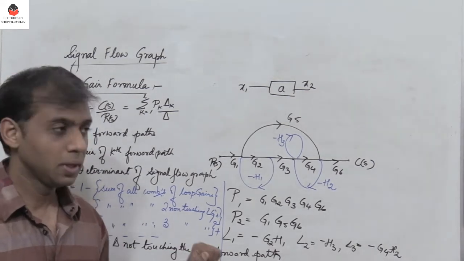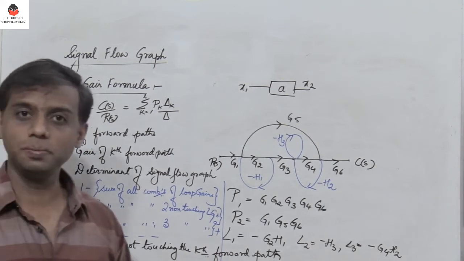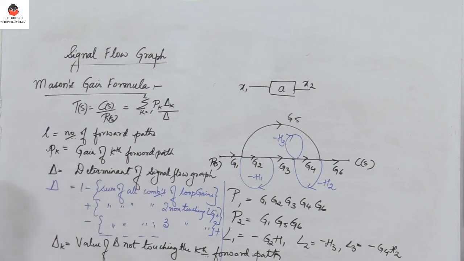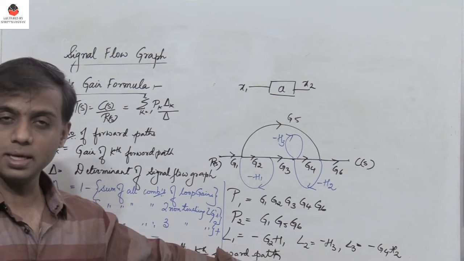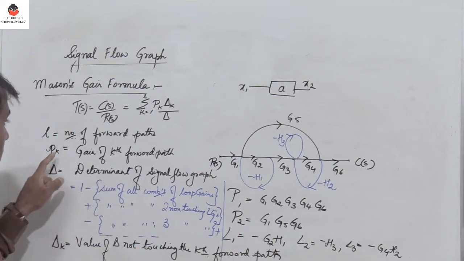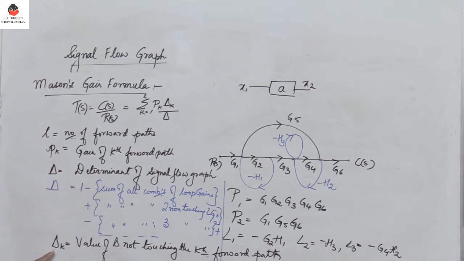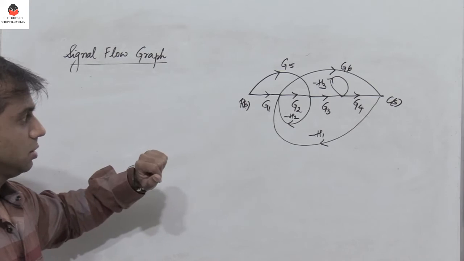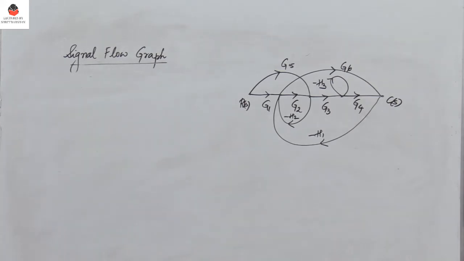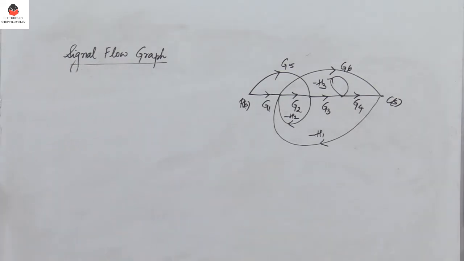Now how do we do that? How do we find delta 1, delta 2? How do we find delta? Let's take a problem and see how we can find these values. First, find the forward paths; second, identify the loop gains; third, identify the non-touching loops, and also calculate delta and delta K. So let us consider this signal flow graph representation, and we need to find the transfer function. Here we need to identify the number of forward paths. That's the first job.